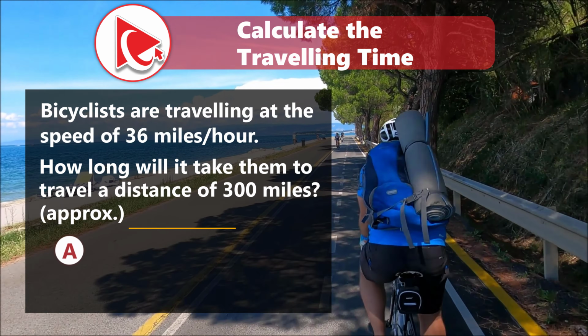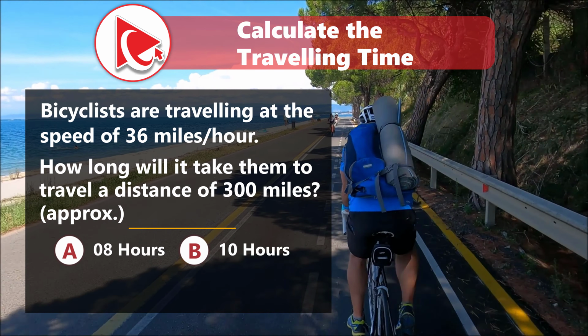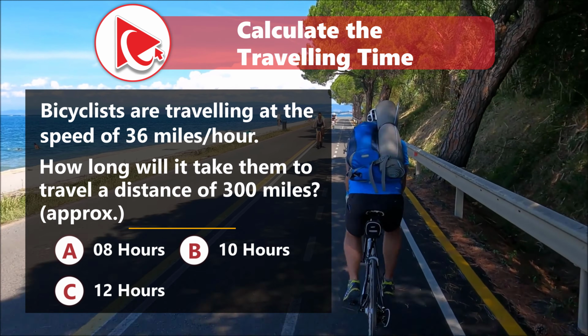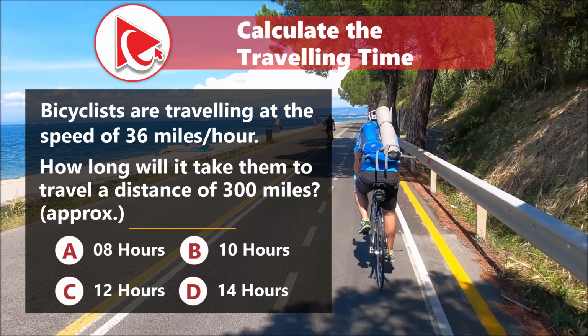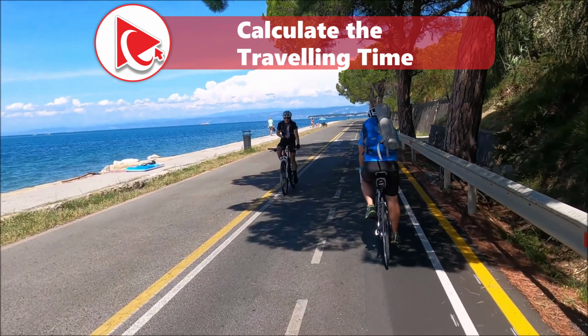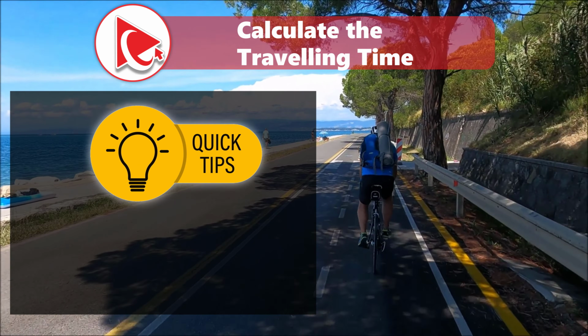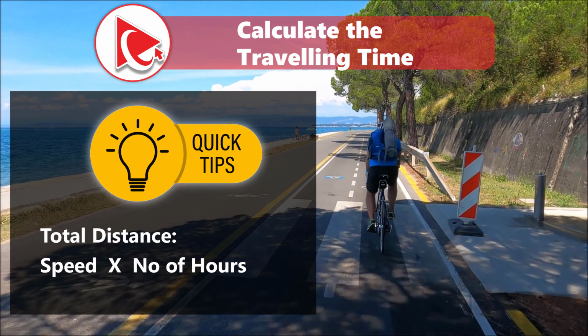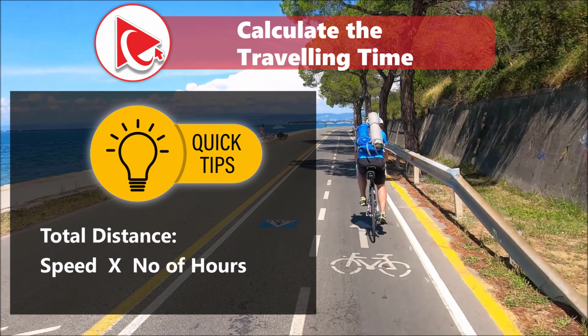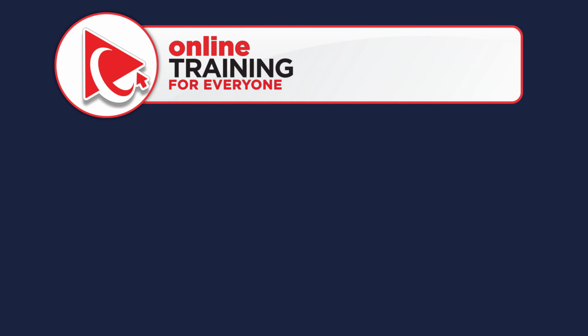Choice A, 8 hours. Choice B, 10 hours. Choice C, 12 hours. And choice D, 14 hours. Take a close look to see if you know the answer. Let me give you a quick hint to help you. Total distance is calculated as speed multiplied by the number of hours. I hope it was helpful because I am moving forward to share with you my version of the solution.